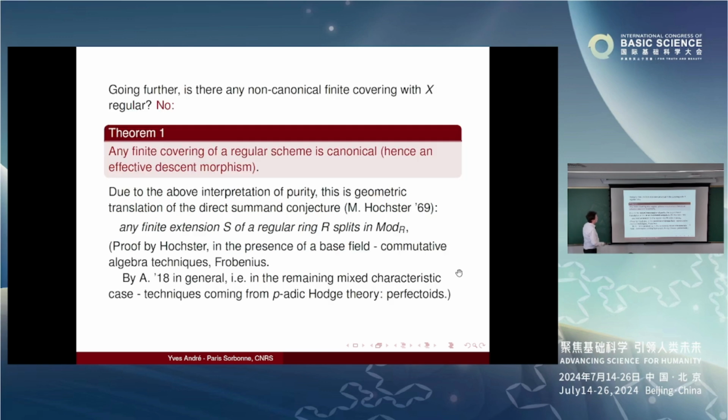So now one can be more ambitious and look for such an example of a non-canonical finite covering with X regular. Then this never exists. So this is the main theorem. The first theorem is that any finite covering of a regular scheme is canonical, hence an effective descent morphism. And due to the above interpretation of purity, which I just explained, this is the exact geometric translation of the direct summand conjecture theorem: any finite extension S of a regular ring R splits as an R-module.